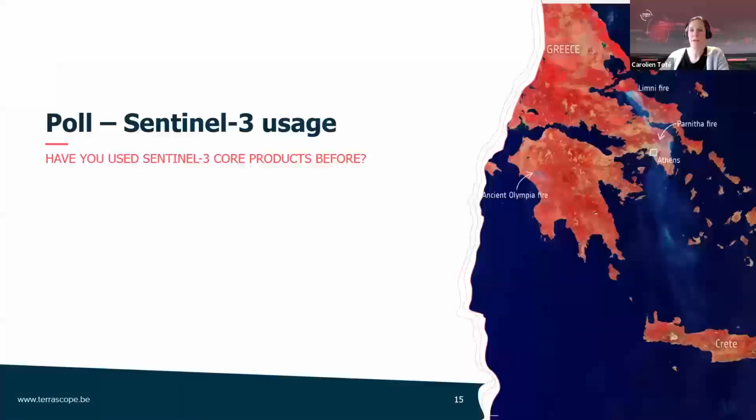So here goes the first poll. You can launch it. So the question is, have you used Sentinel-3 core products before? And if so, which ones? The level 1 products, OLCI level 2 products, SLSTR level 2 products, or one of the synergy products, or maybe one of the topography products. Let's see. The answers are coming in.